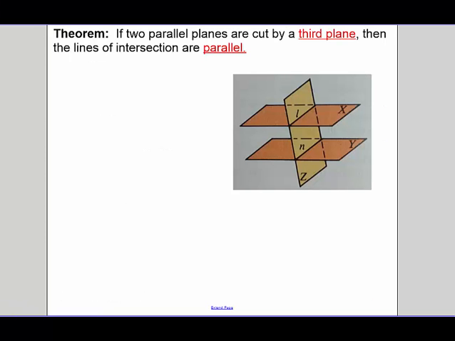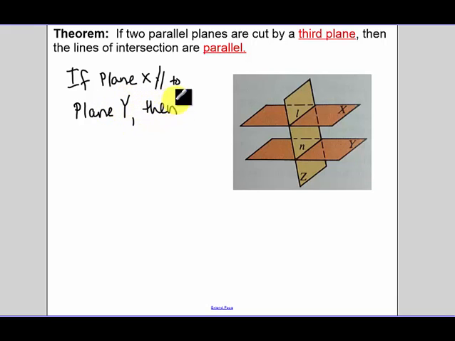Okay, so we have a theorem that says if two parallel planes are cut by a third plane, so plane X and plane Y are parallel, then their lines of intersection are parallel. So if plane X is parallel to plane Y, then L is parallel to N.